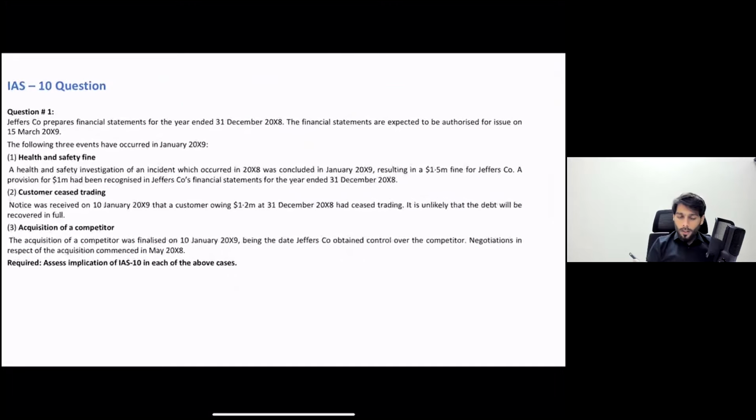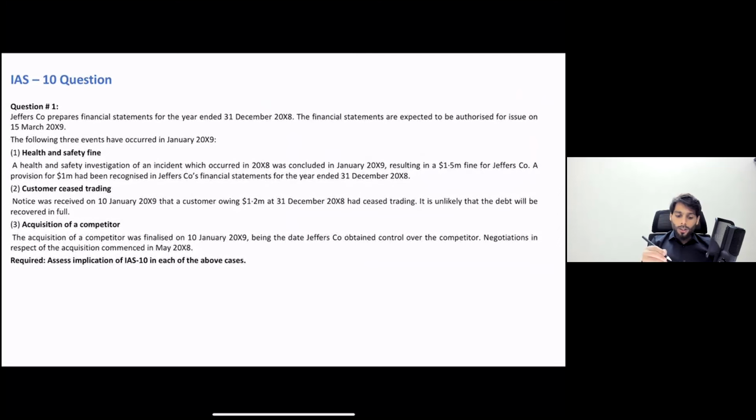If you look at this question, your examiner says that Jeffers Company prepares financial statements for the year ended 31st December 20x8. So now you know that your accounting period end date, your reporting date, your year end date is 31st December x8. This is definitely the starting point of IAS 10. Post 31st December x8, transactions are going to come in the purview of IAS 10.